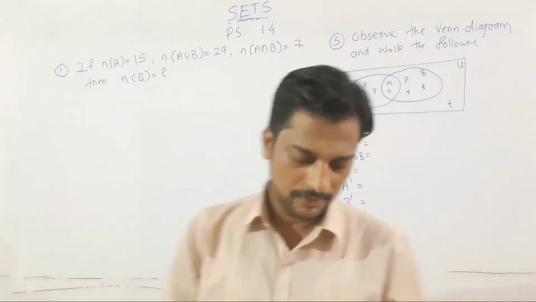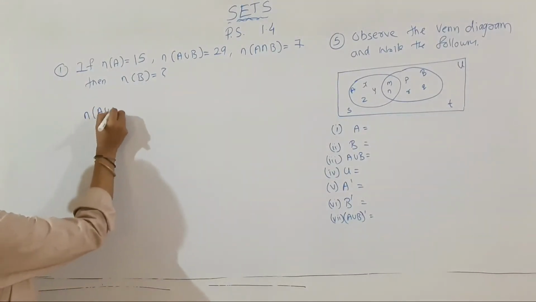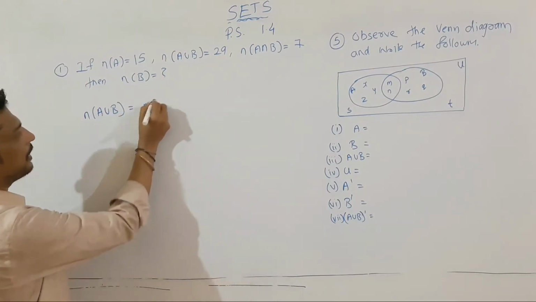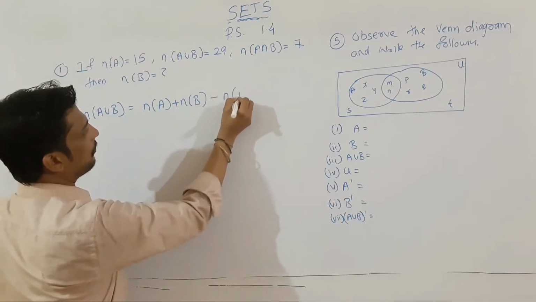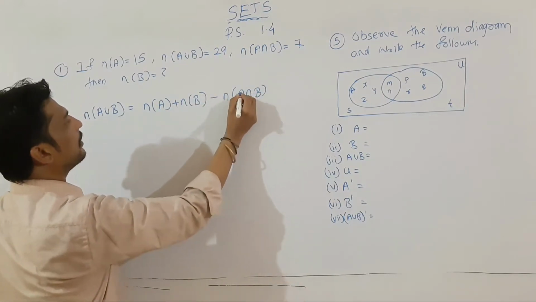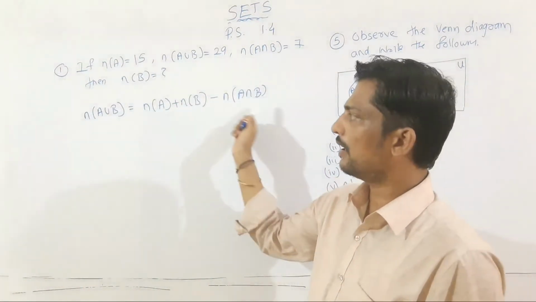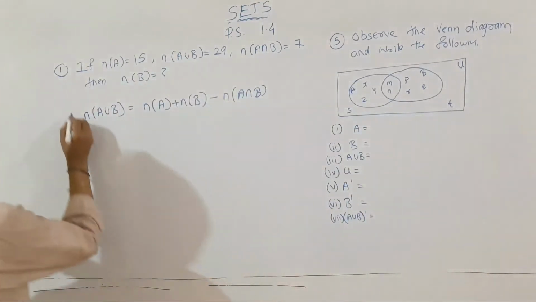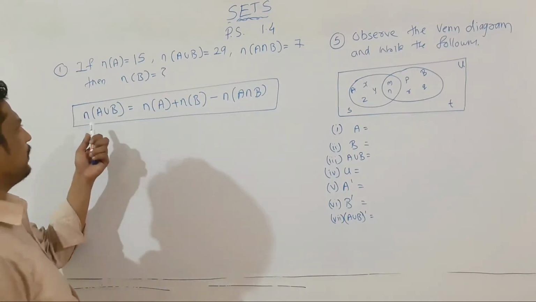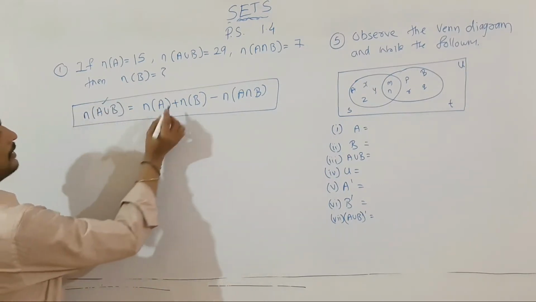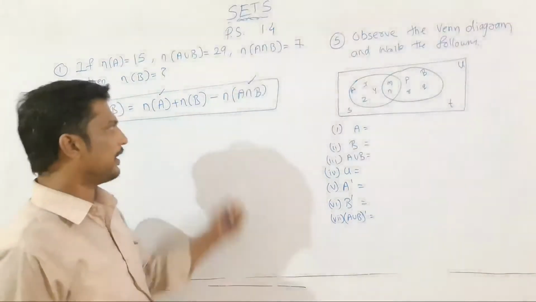Now for that, we know that n(A union B) is equal to n(A) plus n(B) minus n(A intersection B). So we are going to use this formula, isn't it? We have seen this formula in the previous lecture. Now here they have given me the value of this, of this, and of this. Only one unknown is there, so I can find it.